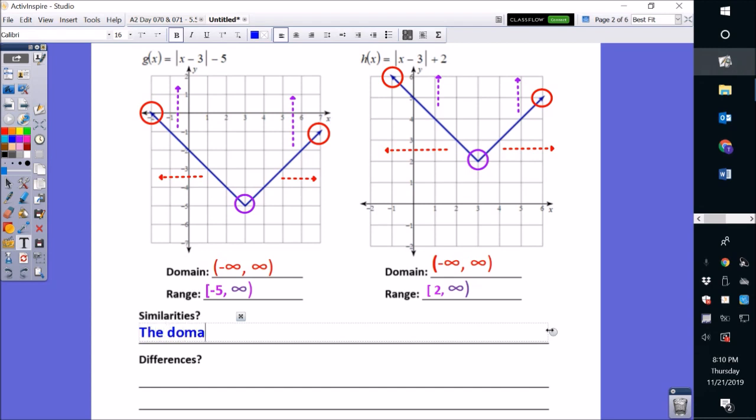The domain of the two graphs' functions are the same. Now, what were the differences? The difference was the range.